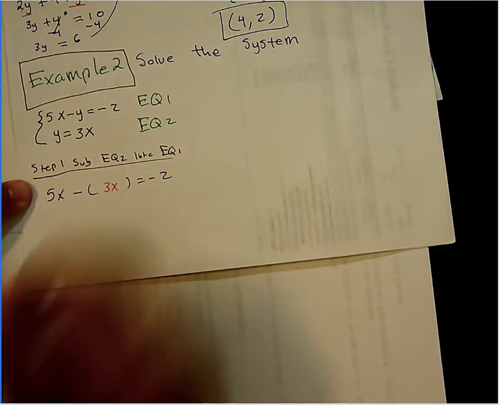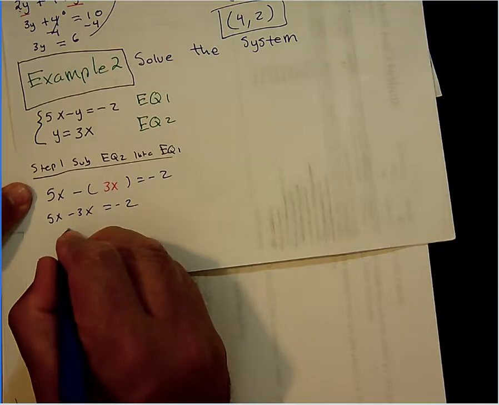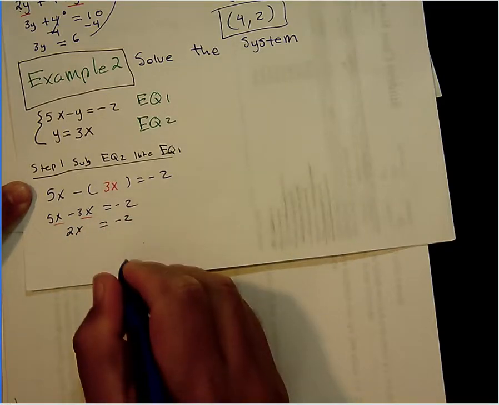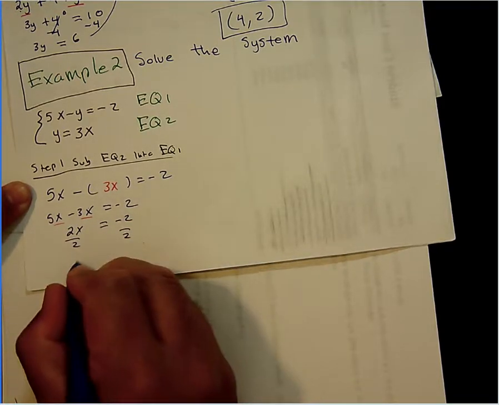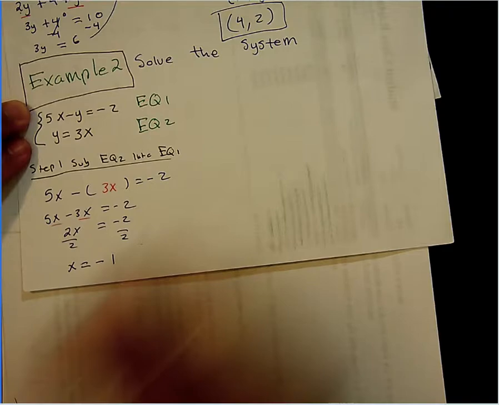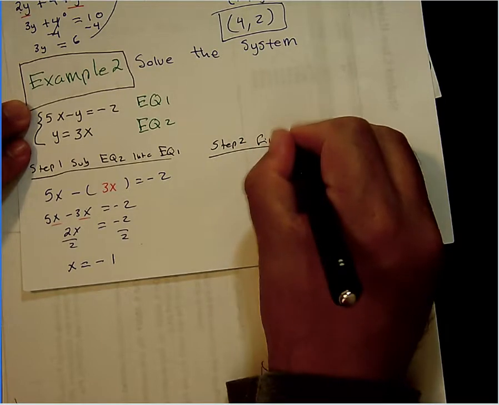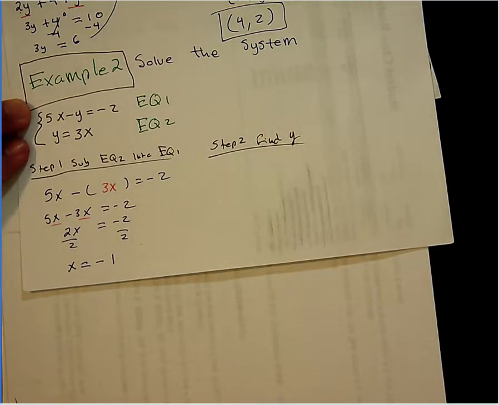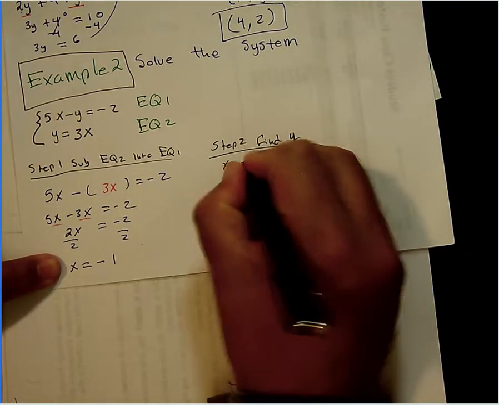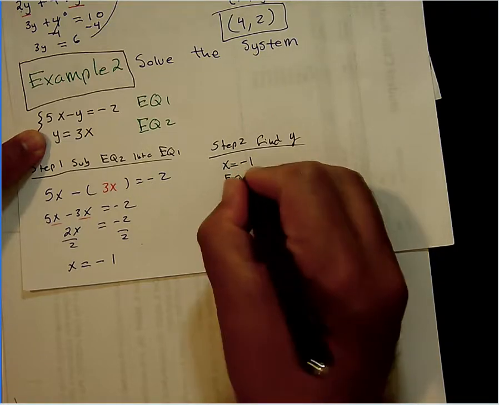So what happens? That would be just 5x minus 3x equals -2. That would be 2x; you combine these two terms, and then you have -2 on this side. So divide by 2, so x equals -1. So we found x. For step 2, since we already have x, we are going to find y. So x equals -1, and we're going to substitute into either of these two. I'm going to substitute it into equation 2 to make it easy, which is that one.